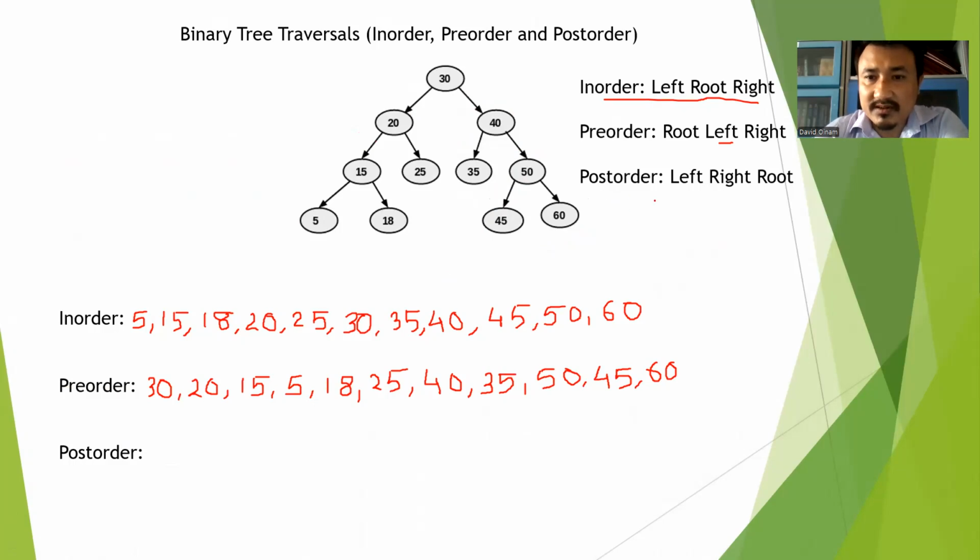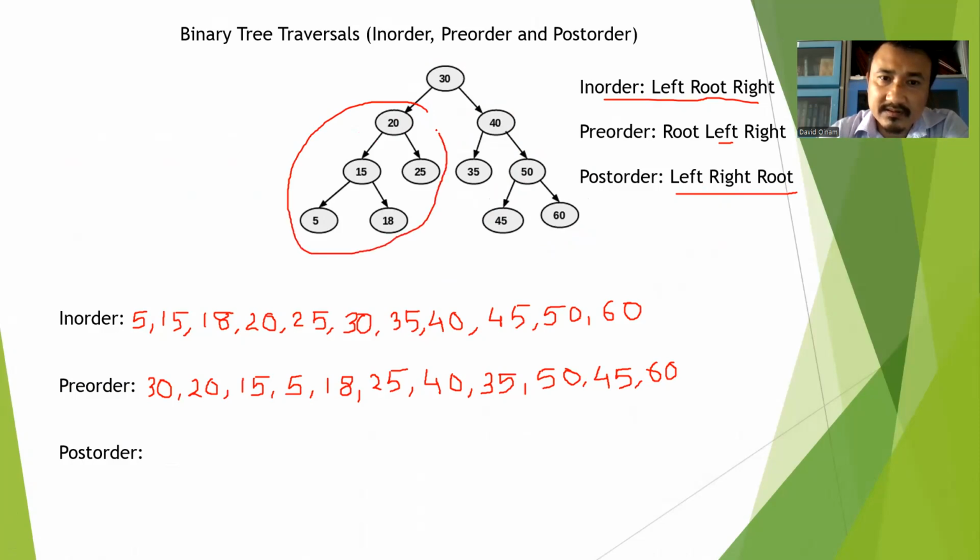So in the post order, we have to follow left subtree, right subtree, and then root node. Root will come at the last here. So for the root node here, 30, you have to move to the left child. Here for the left child, you have another subtree. For the right also, you have another subtree.